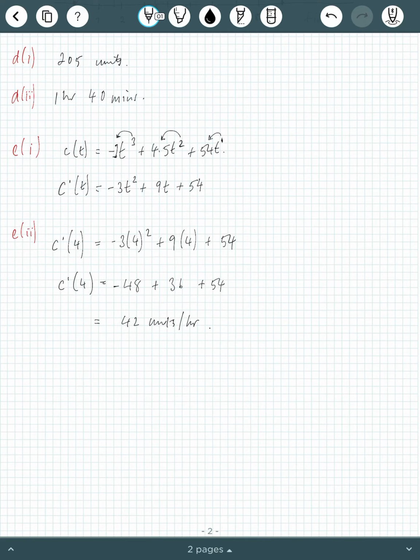E part 3 then, it says use your answer to part E1 to find the maximum amount of the drug in the bloodstream over the first 9 hours. Alright, now, so what you do here, lads, is you take down your function once again. So E part 3 here.